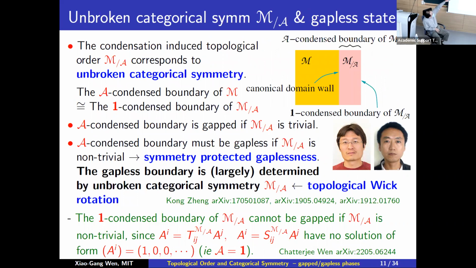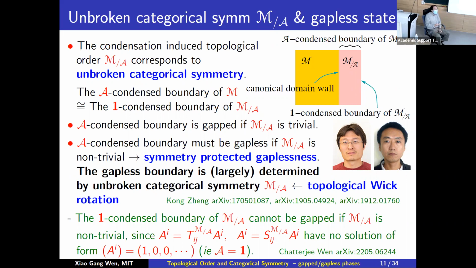Then similarly, if this one is non-trivial, we should have a gapless boundary because of the following. So now we have the original topological order in the bulk. Then you have some condensation, we get this new topological order. This pink one is a new reduced topological order. Then the reduced topological order can only have its own boundary.